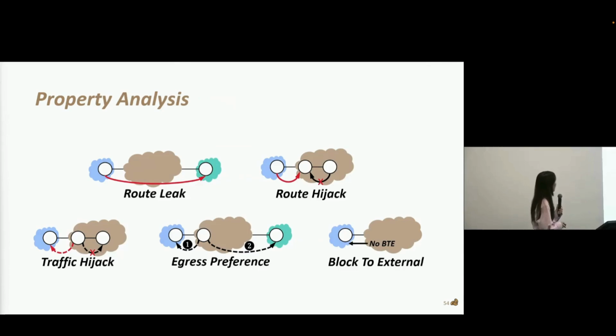After symbolic packet forwarding, we do property analysis, and Expresso currently checks for 5 properties, that is route leak, route hijack, traffic hijack, egress preference, and block to external. And the details about how we check those properties can be found in our paper.